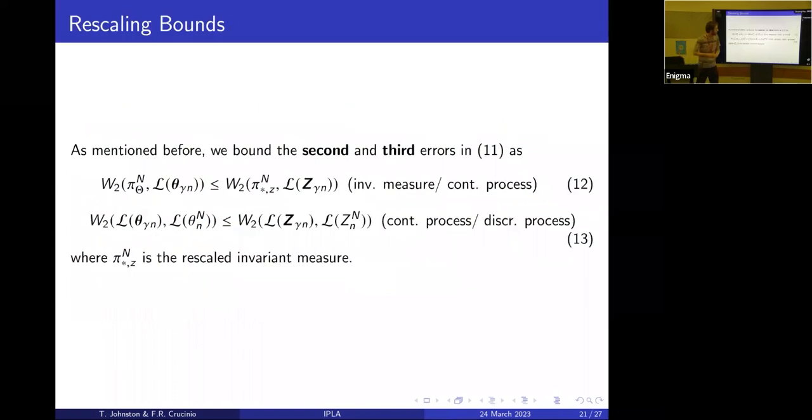The second and third errors, the difference between the invariant measure and the continuous time process, we bound by comparing to this rescaled system Z. And here, this is the rescaled invariant measure. So we rescale the system, and we rescale the invariant measure as well. And the same with the numerics, we bound by comparing to this rescaled system.